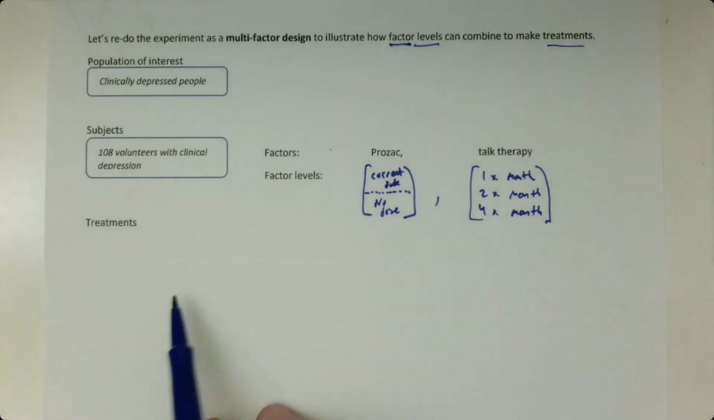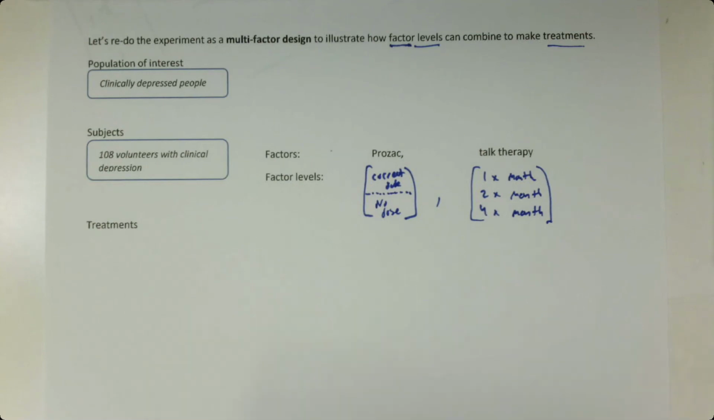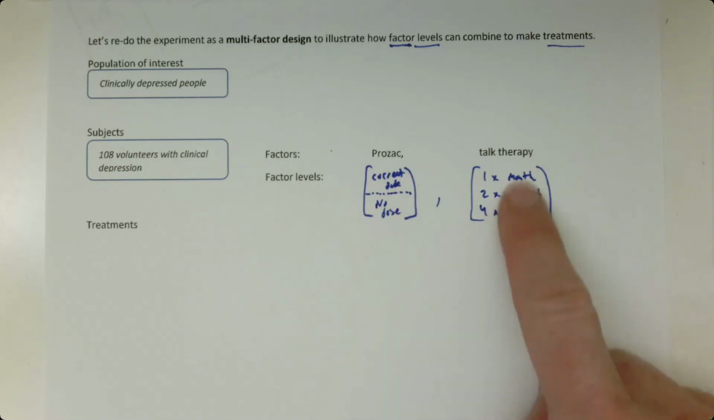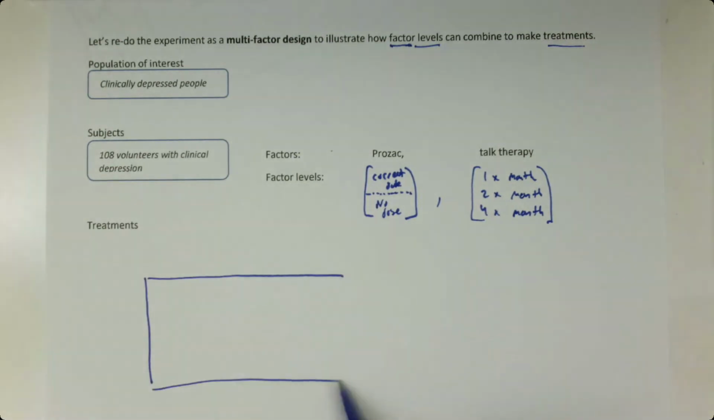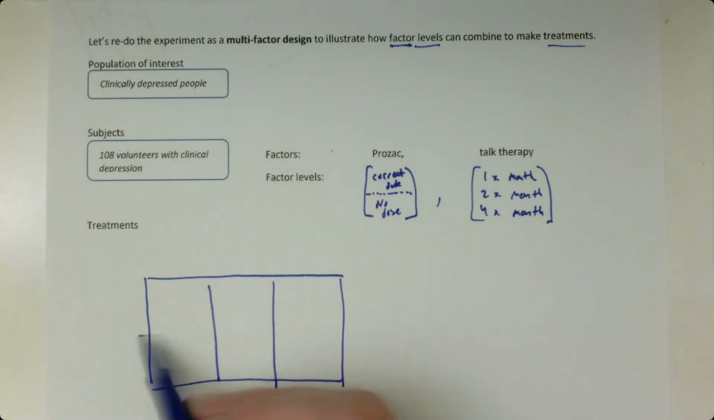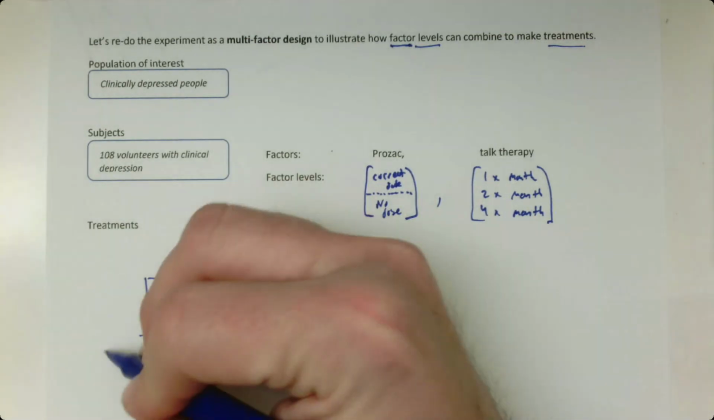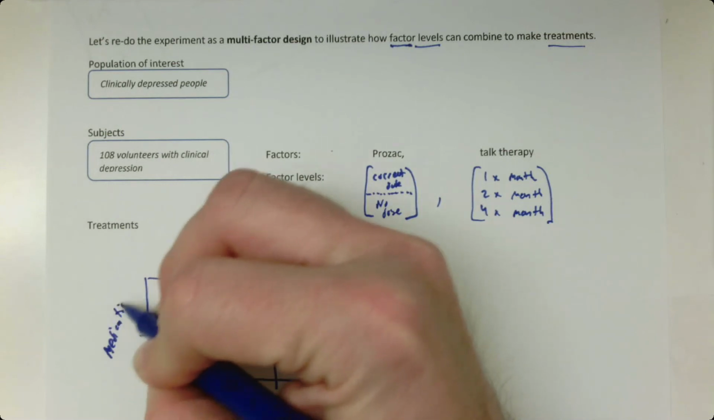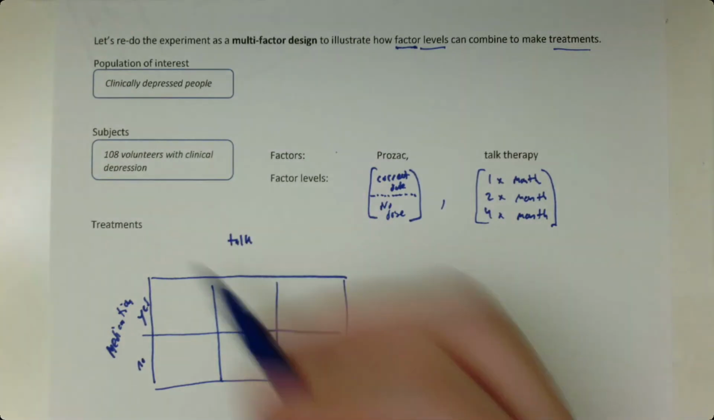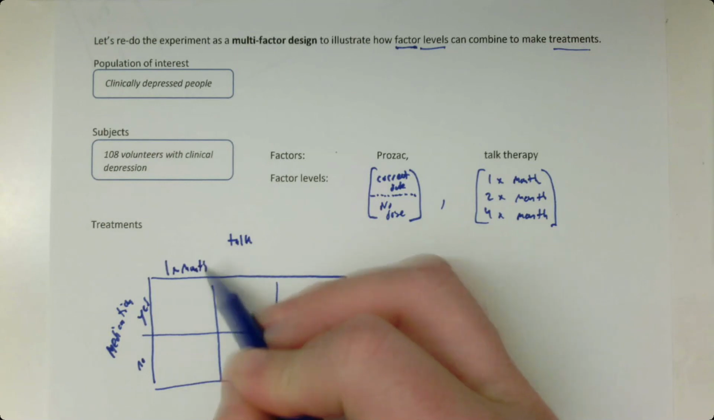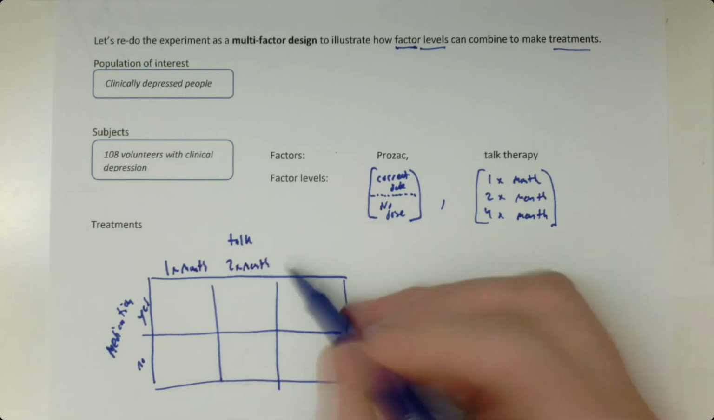Okay, so what would the treatments look like? It's typical in a multi-factor design to have treatments that are all the possible combinations of the different factor levels for your factors. So here we've got 2 factor levels for Prozac, 3 factor levels for talk therapy. So let's make a 2x3 table here, where this would be medication is either a yes or a no. And this is talk therapy, and it's once per month, twice per month, or 4 times per month.